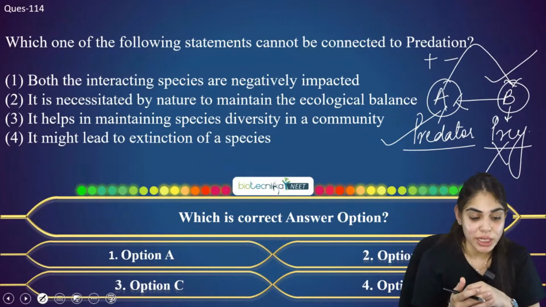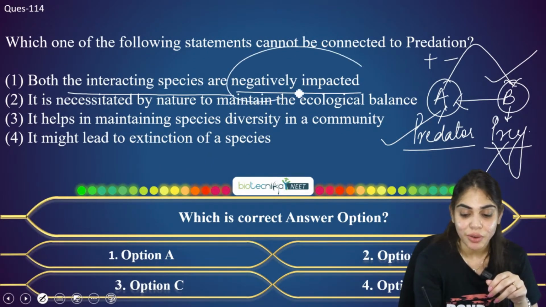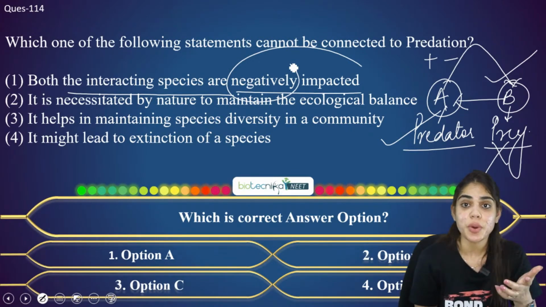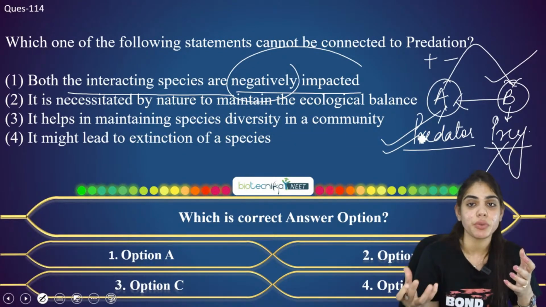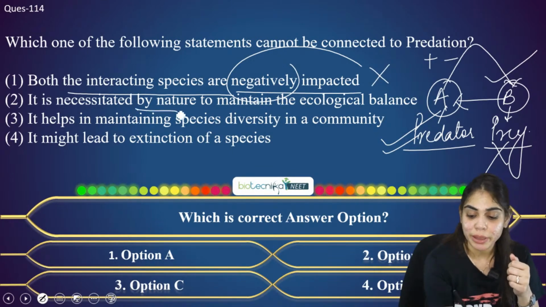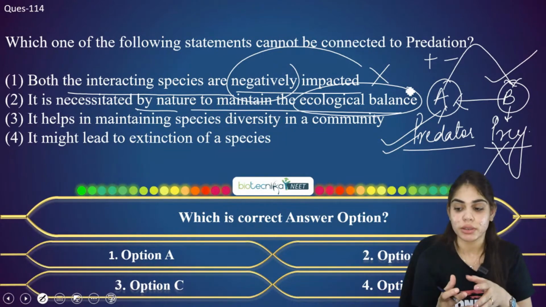Now let's read the statement. Both the interacting species are negatively impacted. Very wrong, because one is positively impacted and the other one is negatively. Who is positively impacted here? It's the predator, because it is having its food from the prey. It is necessitated by nature to maintain the ecological balance. Yes, everything happens for a reason.